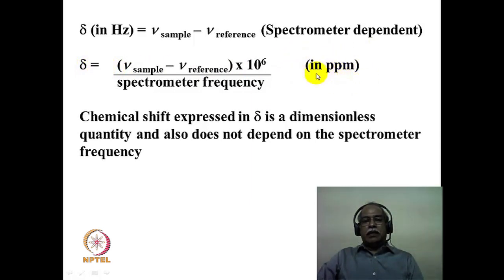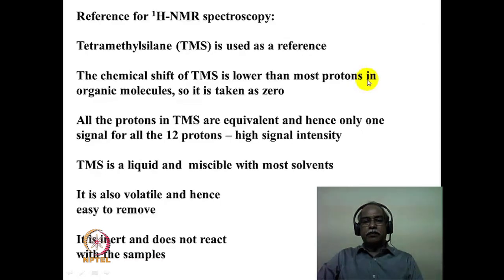The delta expressed in parts per million is a dimensionless quantity, and it is independent of the spectrometer frequency. So it doesn't matter whether one is recording the NMR spectrum in a 60 MHz NMR spectrometer or a 600 MHz NMR spectrometer. When delta is expressed in parts per million, it is independent of the spectrometer. So whatever is measured in one spectrometer can be easily compared with what is measured in another spectrometer.